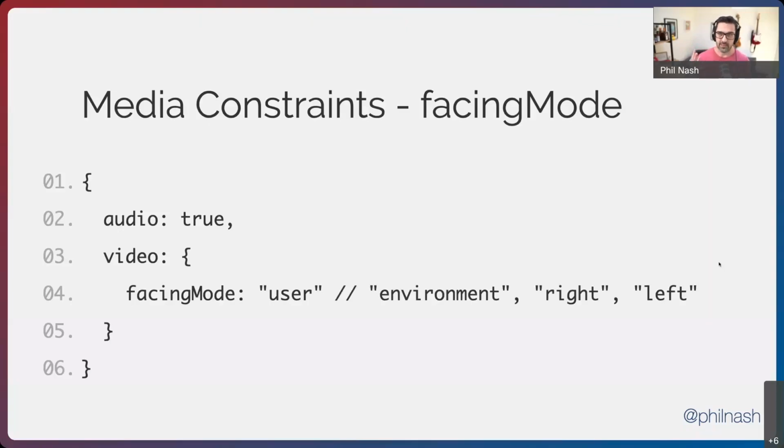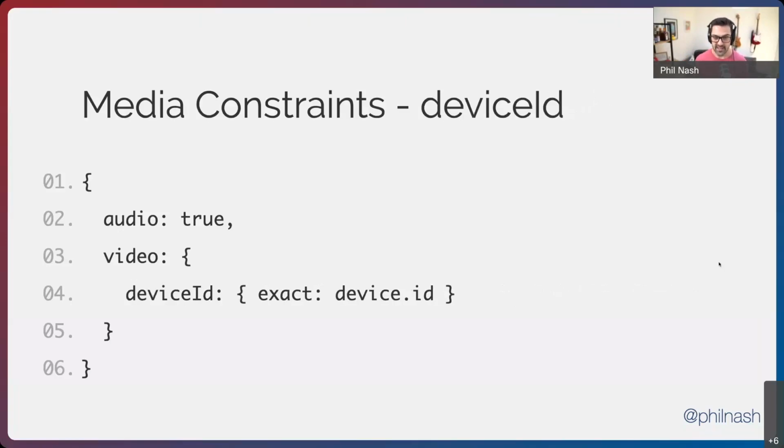Facing mode has 4 potential options, which I think are really interesting. So environment tends to be the back camera on a mobile device, and still whatever your default camera is in a laptop or something. Right and left are supposed to be, I think, cameras to the right or left of a user, but I've honestly and genuinely never seen that work, so I don't know what's going on with those. But facing mode user or facing mode environment allows you to specify basically front-facing cameras or back-facing cameras, and are really useful.